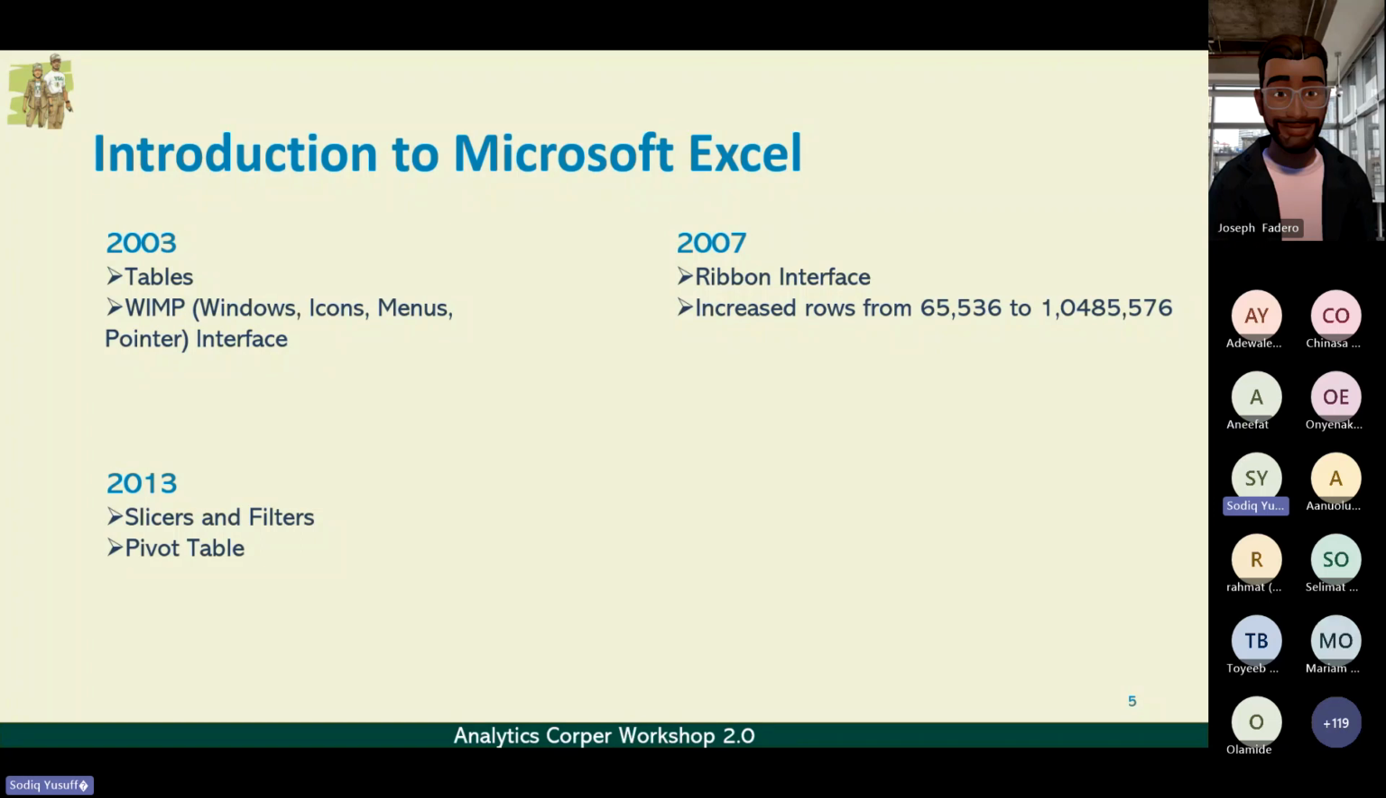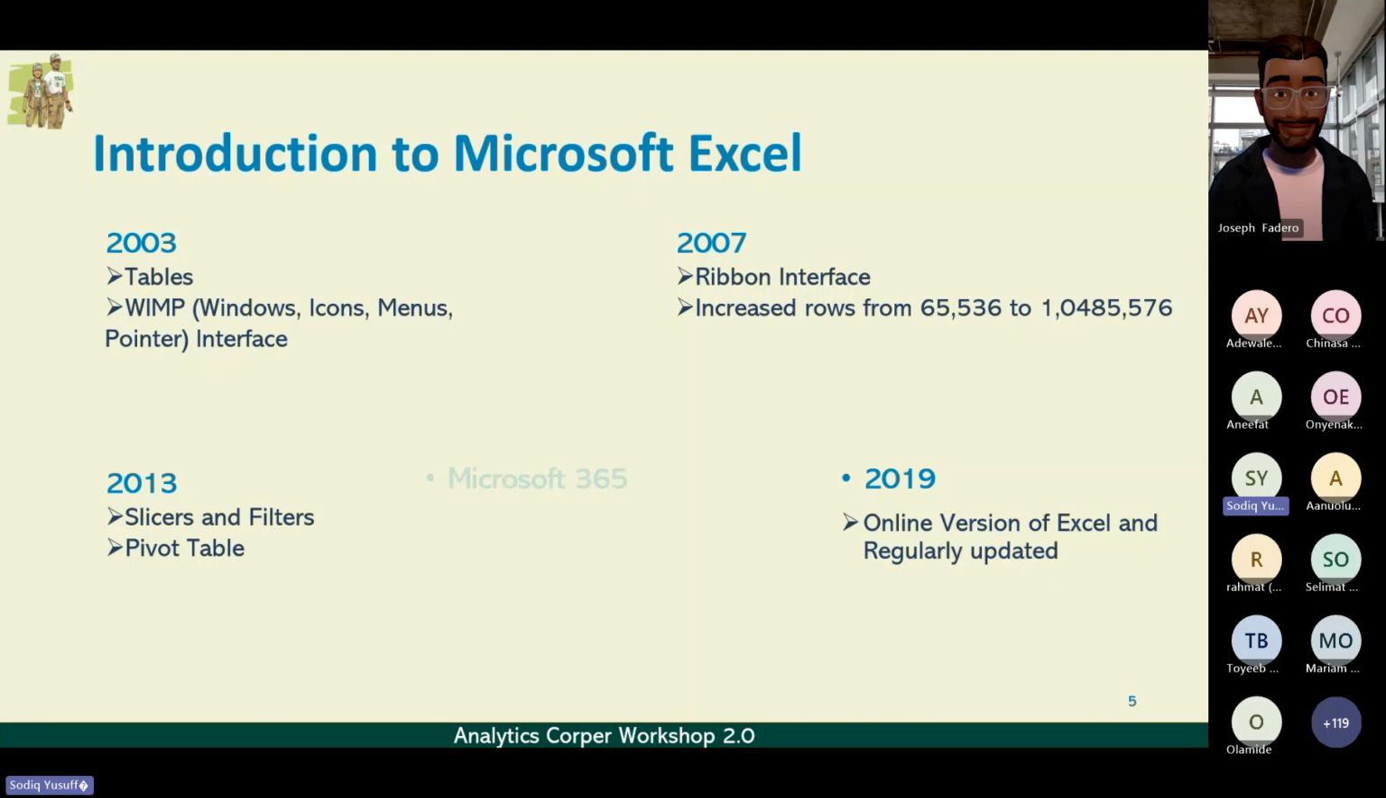All right. So as I say, in 2013 we now have pivot table, and with pivot table we can easily create our report. Now, fast forward to 2019. In 2019 was the first online version of Excel. So we now have two versions: the desktop version that we normally have on our laptop, and the online version, which was introduced in 2019.